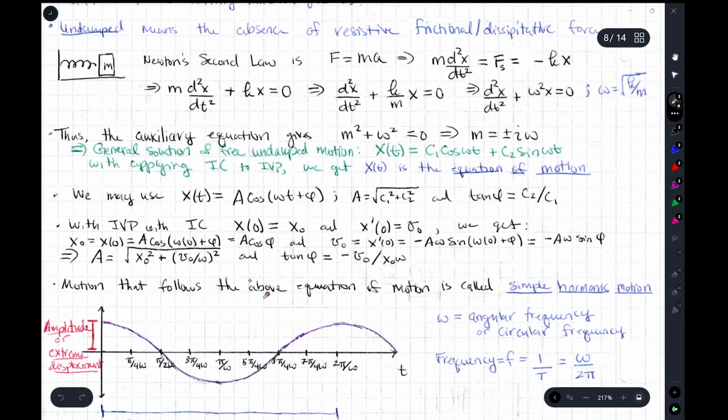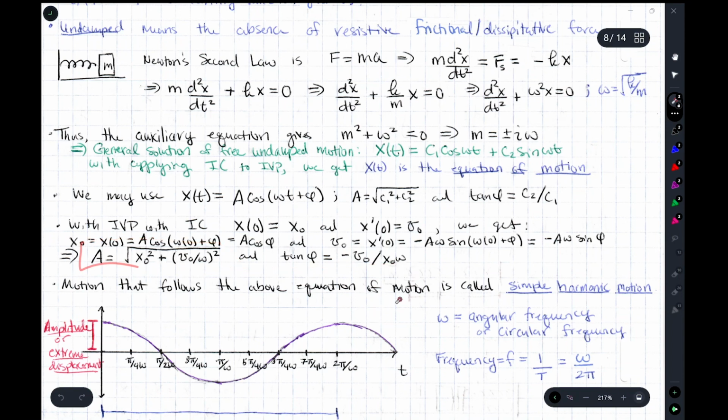And now what you could do is divide this by negative omega. So you'll get v naught over negative omega, and you'll have an A sine phi and an A cosine phi. Square each of those and add. The cosine squared plus sine squared become 1, and you're left with a formula for A. That's how you would get that.